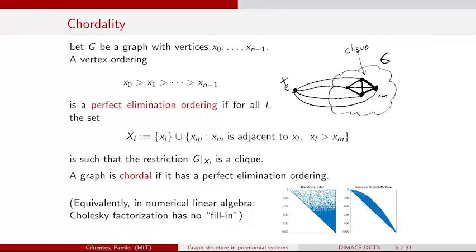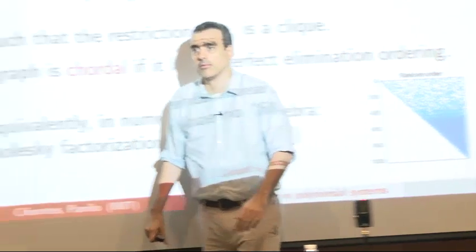So this is a typical example. If you take a random 3-regular graph and you factor it, this is a Cholesky factor in an arbitrary order, you'll get something that's very dense. But if you pick the ordering very, very carefully, then you'll get something that's very sparse. Good. So that's a notion of chordality.